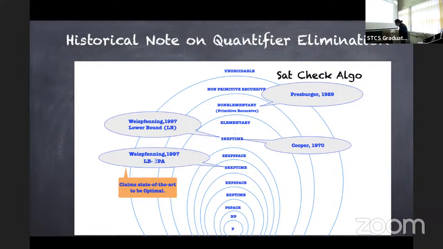And he also showed, as a corollary of this result, that if you restrict yourself to the existential fragment of Presburger arithmetic, then you indeed need doubly exponential time. So his claim was that quantifier elimination for existential Presburger arithmetic formulas requires doubly exponential time.